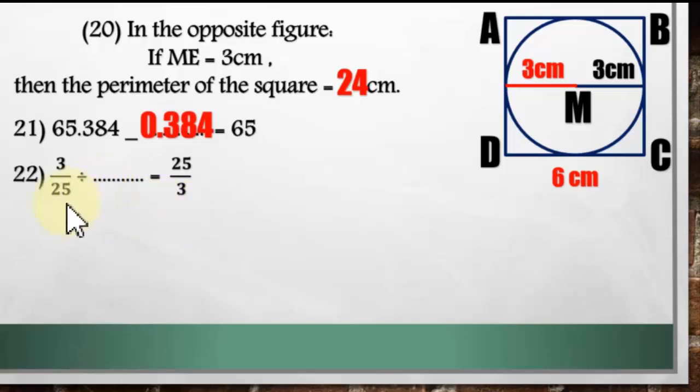3 over 25 divided by unknown number equals 25 over 3. So we will divide 3 over 25 by 25 over 3. The result is 9 over 625.